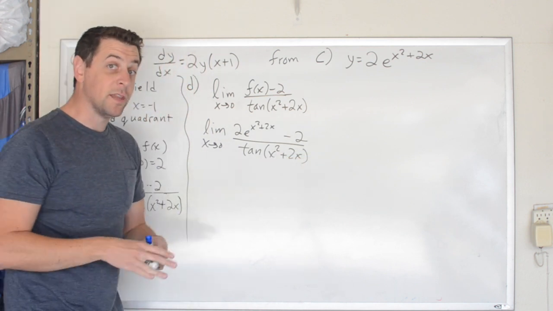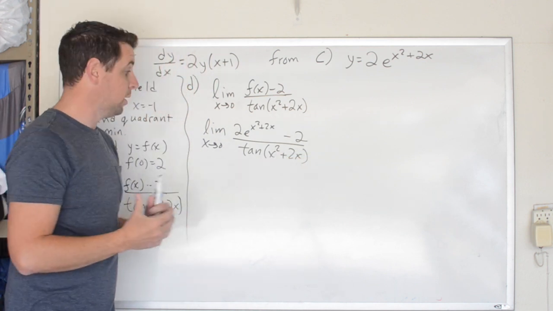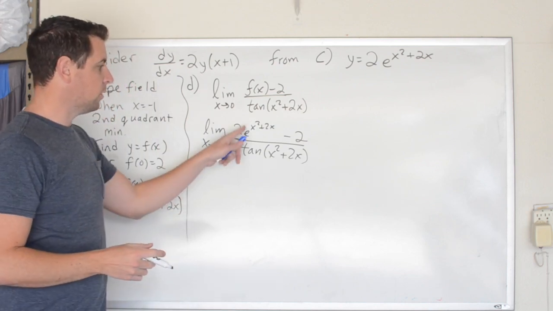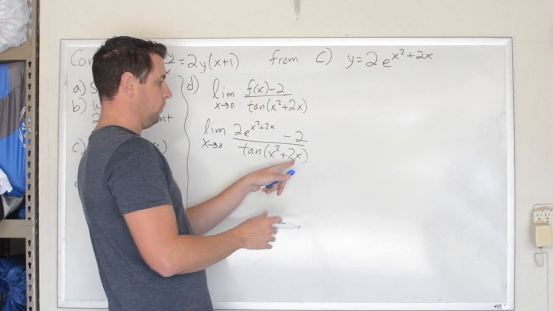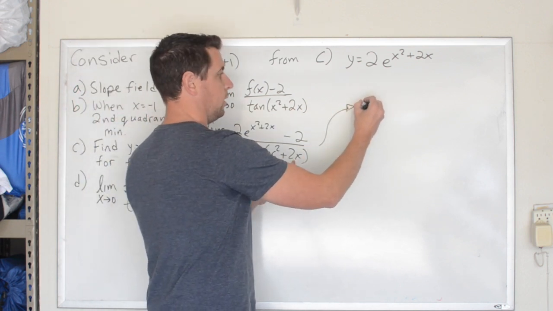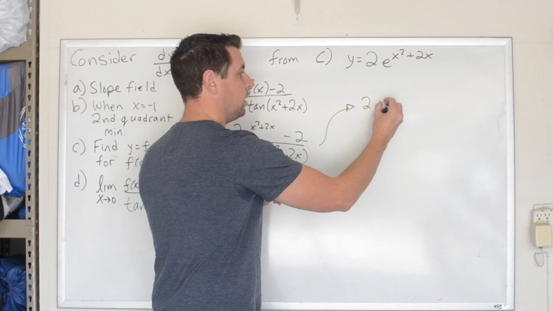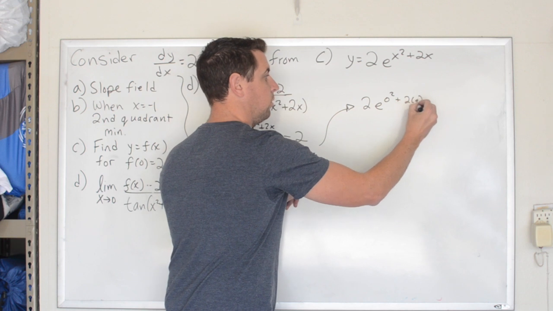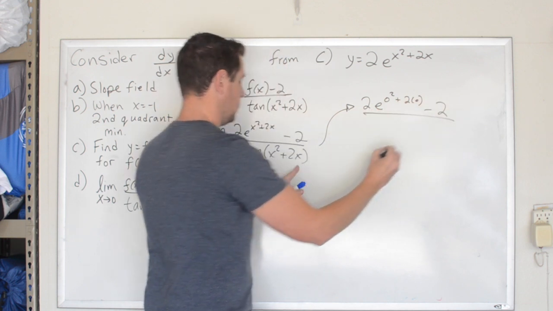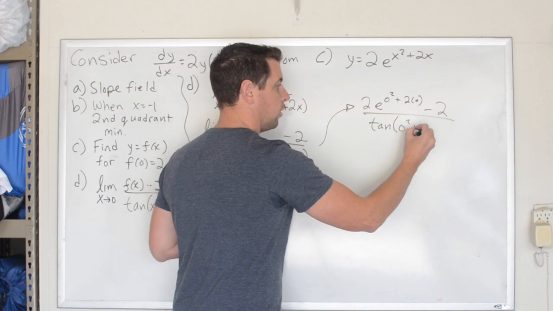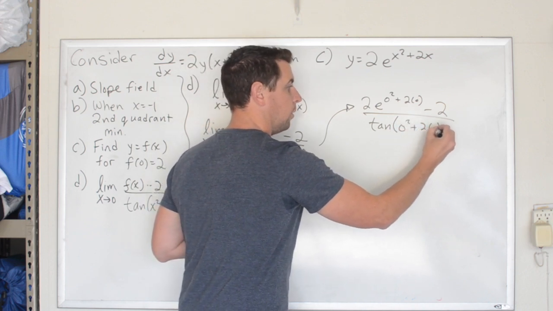Going back to your limit days, the first thing we want to try when we get a limit is to just try putting the number 0 in. So when we put the number 0 in here, here, here, and here, this will end up giving us 2 times e raised to the 0 squared plus 2 times 0 minus 2 divided by tangent of 0 squared plus 2 times 0.